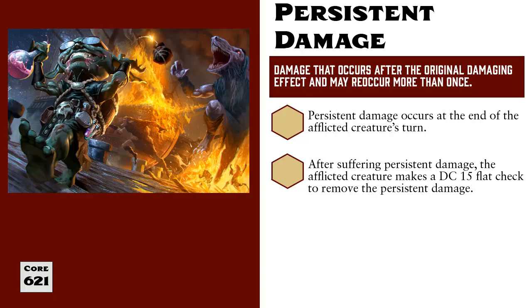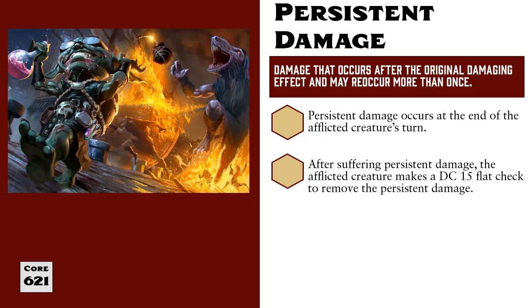For example, if you're hit with an attack that applies 5 points of persistent fire damage, then at the end of your next turn, you will suffer 5 points of fire damage and roll 1d20. Since this is a flat check, there are no bonuses or penalties applied to this roll, it's just a straight 1d20.